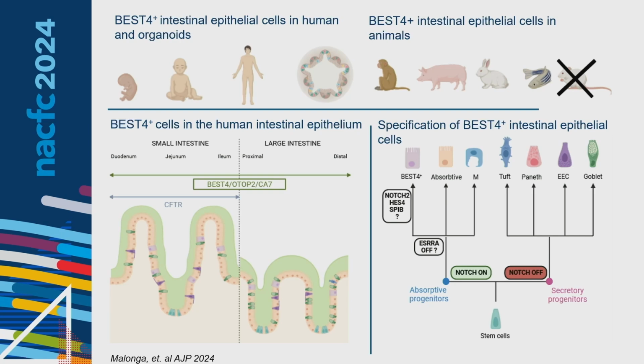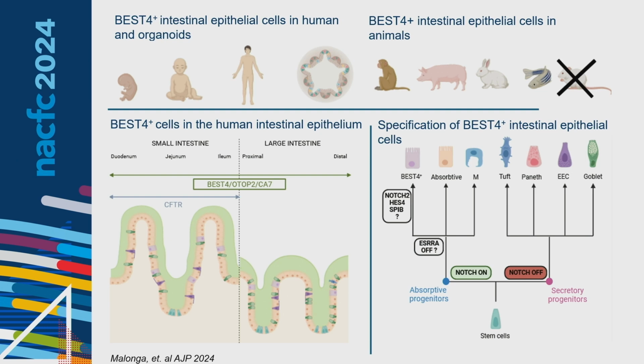So since this paper, there's been several papers looking at BEST4 positive cells in the gut. These cells have been identified in a number of species, but not in mice. And that's similar to what we found in these cells. They are not present in mice. But these BEST4 positive cells share a lot of gene profiles with the cells in the small intestine, including BEST4, otopetrin 2, which is a proton selective channel, carbonic anhydrases, and GUCA2B. But of note, the CFTR is only in the small intestine, and the BEST4 is throughout the gut.